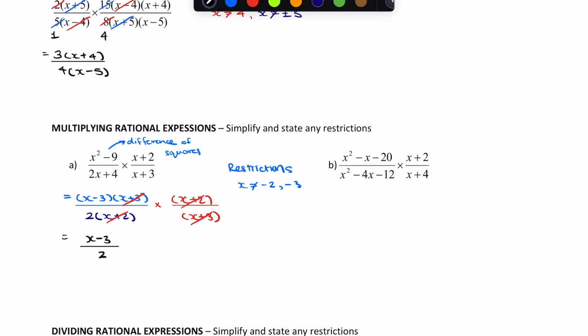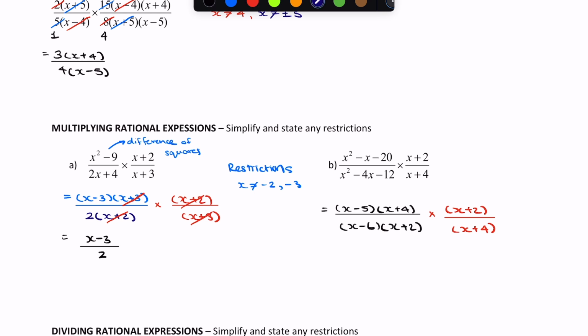Okay, let's look at b here. So here's x squared minus x minus 20. So a simple trinomial, factor that out, get x minus 5, x plus 4, over another simple trinomial, x squared minus 4x minus 12, which will give us x minus 6, x plus 2, and we're multiplying that by x plus 2 over x plus 4.